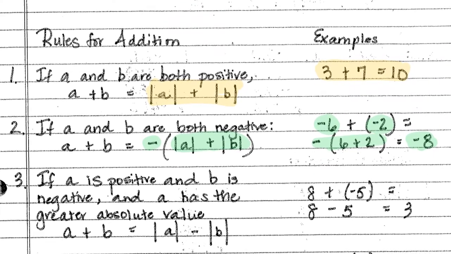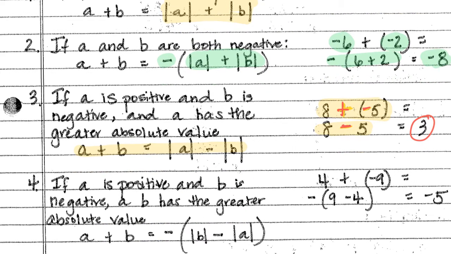All right. Now, if A is positive and B is negative, and A has the greater absolute value, we're going to take the sign and subtract the numbers. A plus B equals the absolute value of A minus the absolute value of B. Notice here it's really just telling you to subtract. Adding a negative is the same thing as subtraction. Probably should show that a little darker. Adding a negative is the same thing as subtraction. So 8 minus 5 is 3.